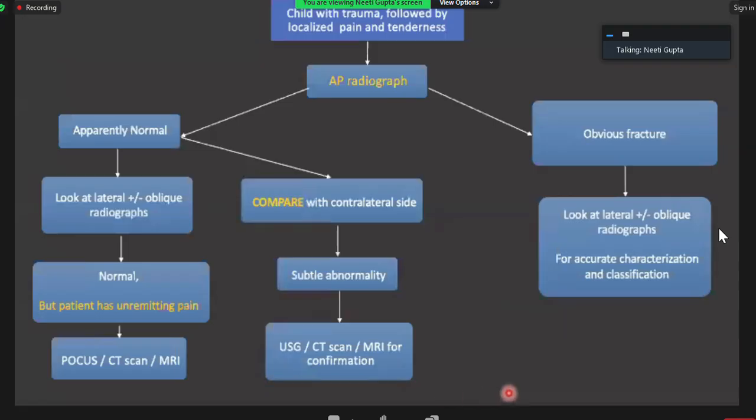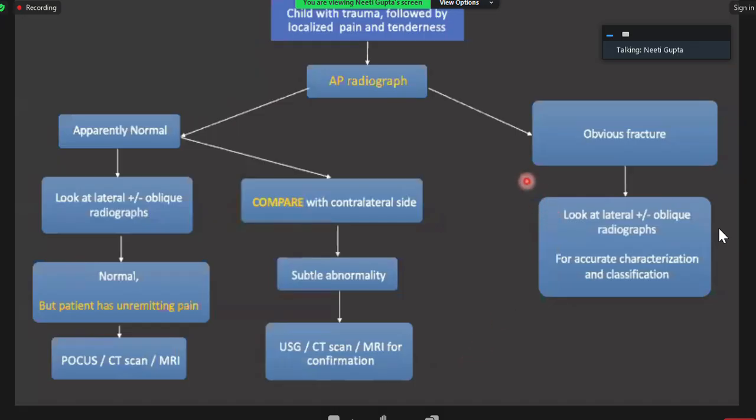So you can follow these steps in a child with trauma with localized pain and tenderness. If you look at one view and it is apparently normal, maybe you're missing something, so you look at the other views. And if they are still normal but the patient still has pain, go ahead with another modality. If one view is normal, the other views are also normal, you can also compare with the other side. And if there is any subtle abnormality, again, you can go ahead with other modalities to confirm and to characterize the injury further.